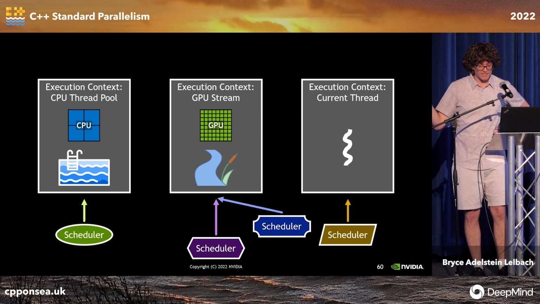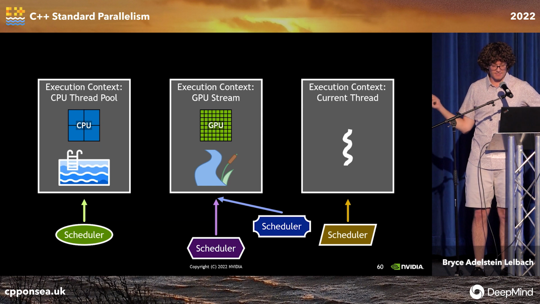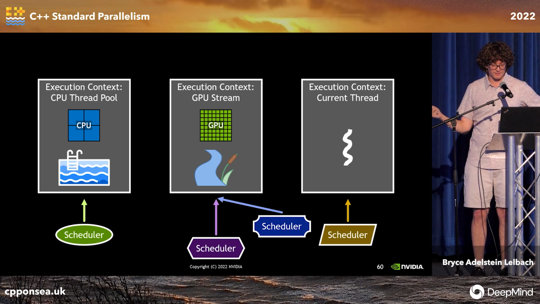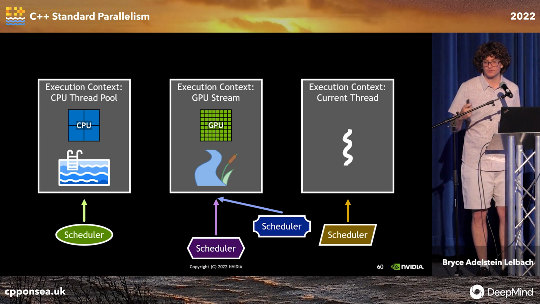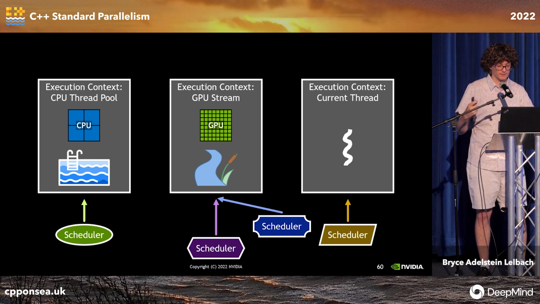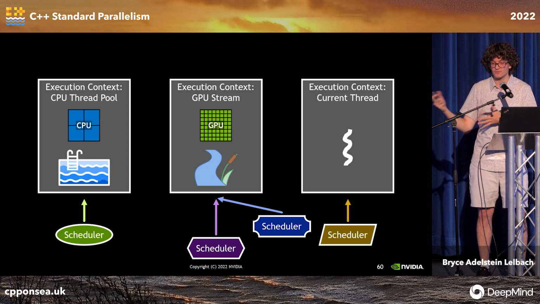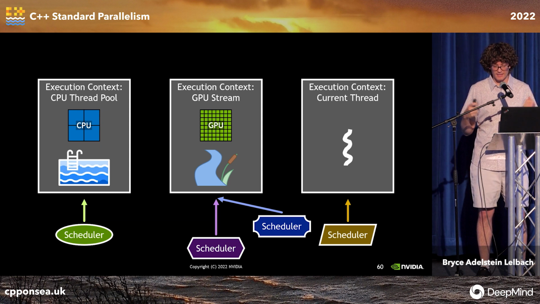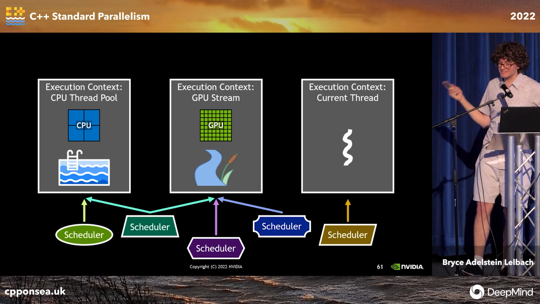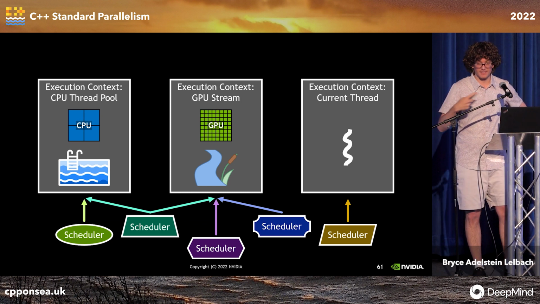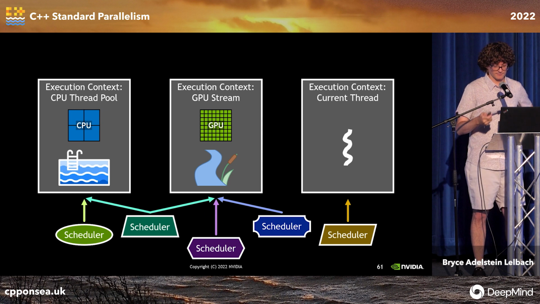So multiple schedulers can refer to the same execution context, including multiple different kinds of schedulers. For example, maybe you have one scheduler that will submit work at a high priority to an execution context, and you have another scheduler that will submit work at a lower priority. You might even have a scheduler that dispatches work to multiple different execution contexts.